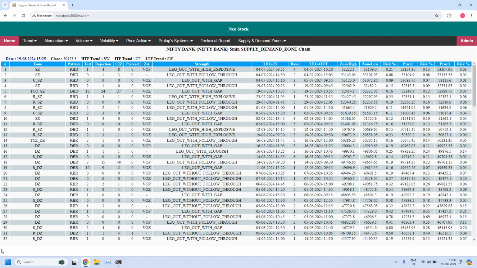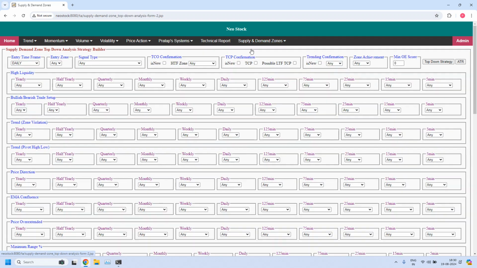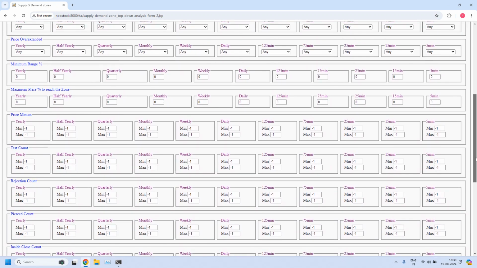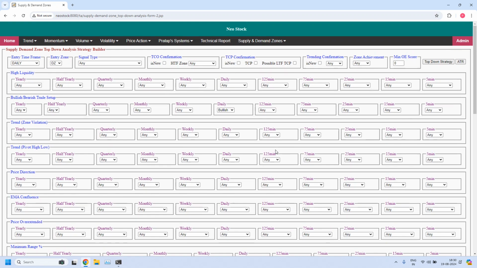So next we will generate bullish and bearish trade setups for all the 4 income trades. The first one is the bullish trade setup for the monthly income trade. For that, the entry time frame is daily, the entry zone is a demand zone, and in the bullish or bearish trade setup parameter for the daily time frame, I am selecting bullish. And the pierced count on the daily time frame should be 0. So minimum value 0, maximum value 0 indicates the zone is not pierced.